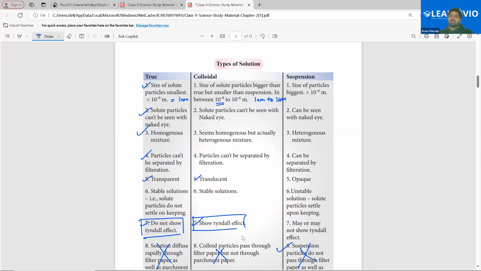Unable to, in solution solid particles settle down upon keeping, meaning here the particles remain stable. Solution is stable. Particles do not settle down. Here particles settle down. You know what the Tyndall effect is?